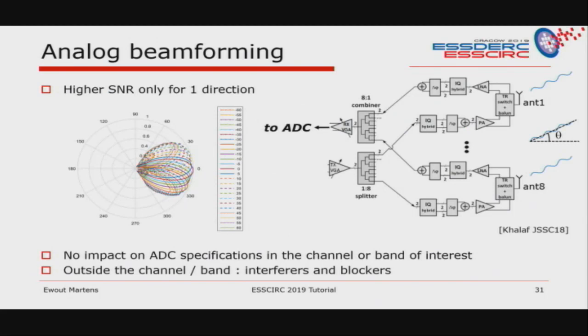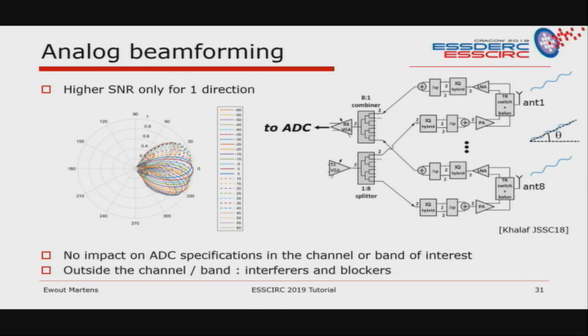So here's an example of what we did in our group of an analog beamforming system, where 8 antennas are defined, and then they are combined in the analog domain via phase shifting, and then you can steer the beam in one direction.